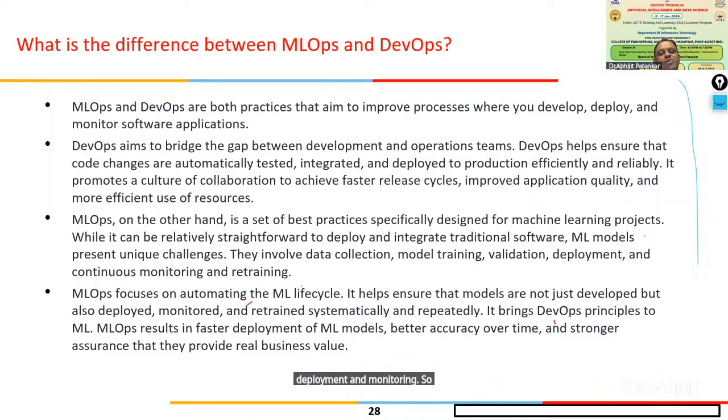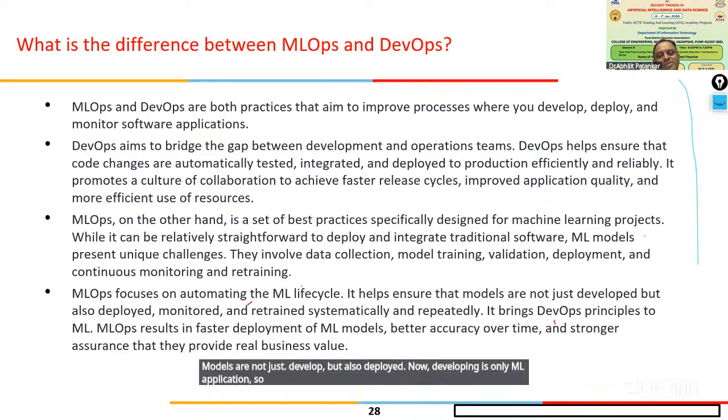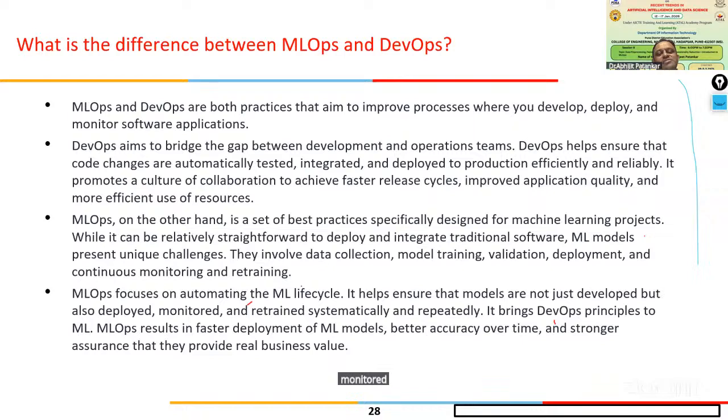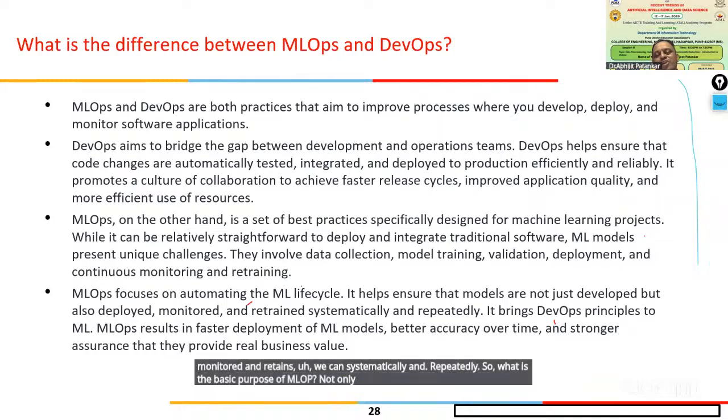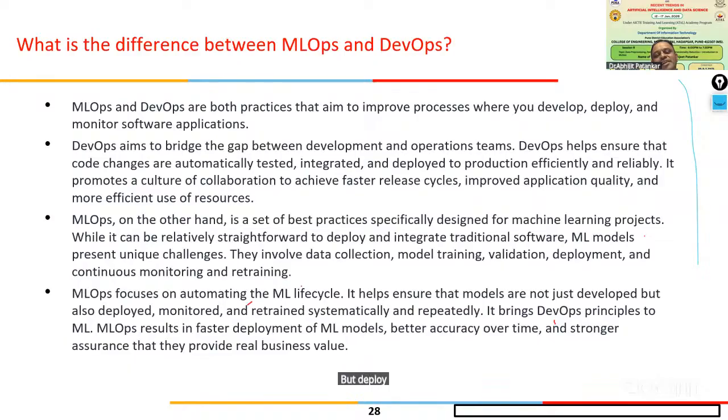So MLOps focuses on automating the ML life cycle. Automation in the ML life cycle is the basic focus of MLOps. It helps ensure that models are not just developed, but also deployed. Developing is only one part of an ML application. So models are developed, deployed, monitored and retrained systematically and repeatedly. So what is the basic purpose of MLOps? Not only to develop a model, but to deploy, monitor and retrain that model until the next version is created.